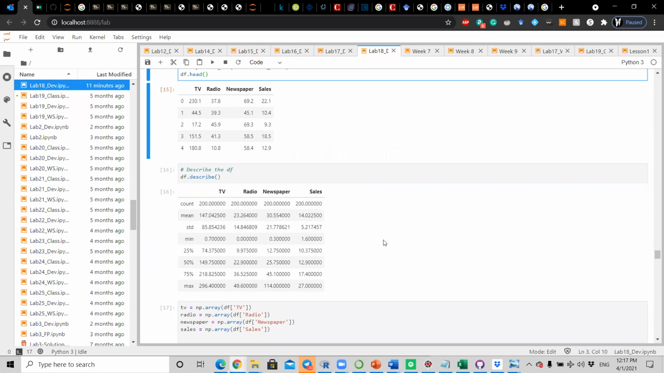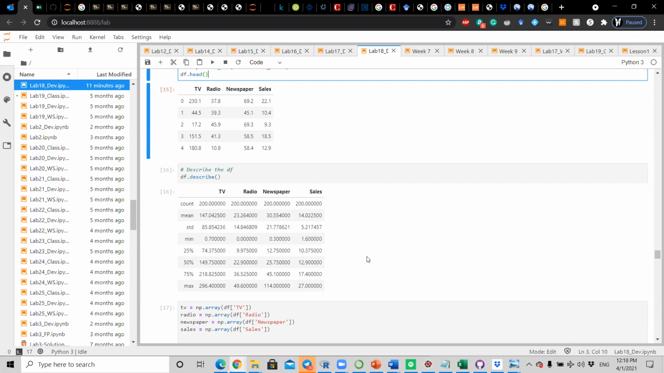Can you say that again? Sorry, I want a volunteer to come out and tell me what they see after we run the describe function on our data frame. I'll volunteer. Okay, cool. So what do you see? I see the count. There's 200 items in each column, I guess.